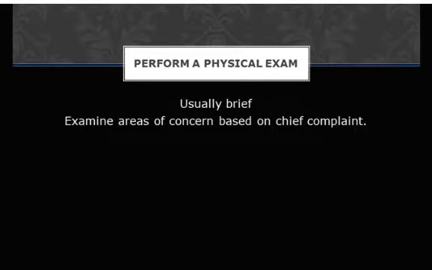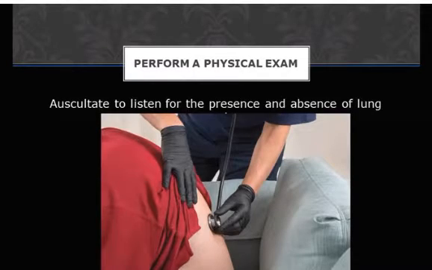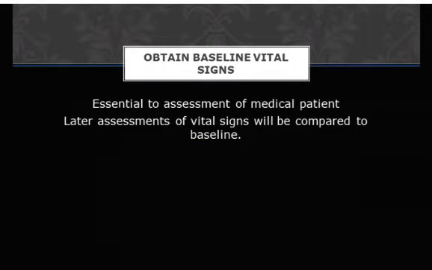Okay? So we're briefly going to examine the areas of concern based on our chief complaint. We talked about a lot of those already. We're going to auscultate and listen for lung sounds more than once. Okay? And then we're going to get that good set of vital signs. So we're going to get that set of vital signs, and we're going to trend them, depending on our patient, every 5 minutes for an unstable patient, every 15 minutes at least for a stable patient.